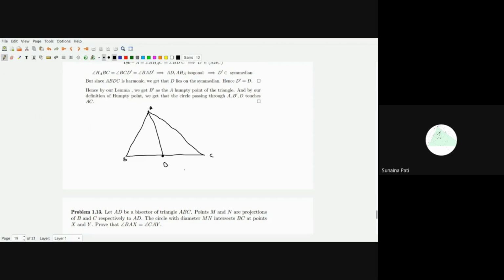M and N are projections of B and C. We have this as 90 degrees. Okay, this is M and this is N. And then you take the circle MN.